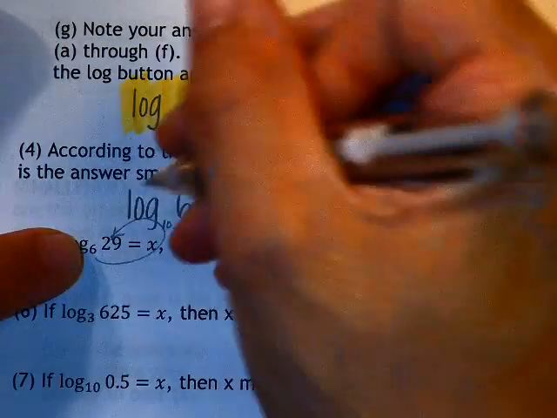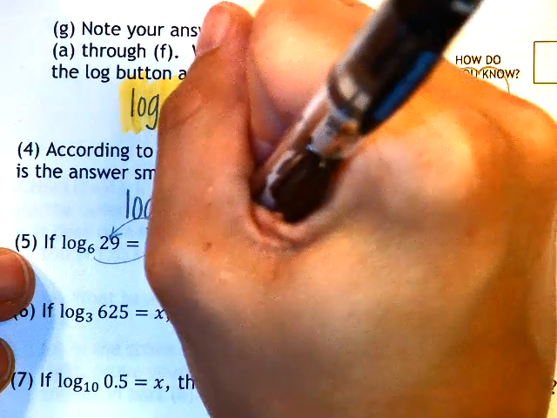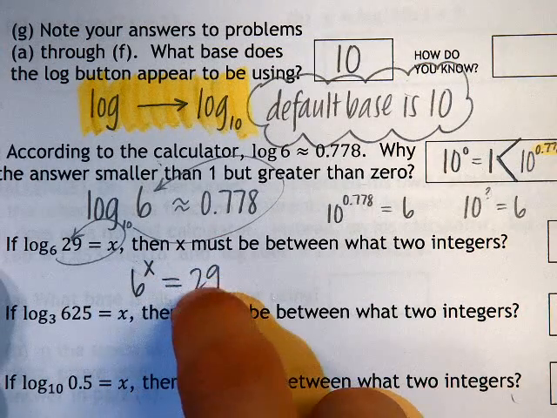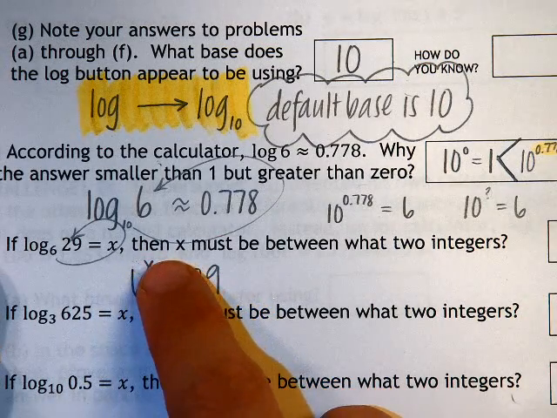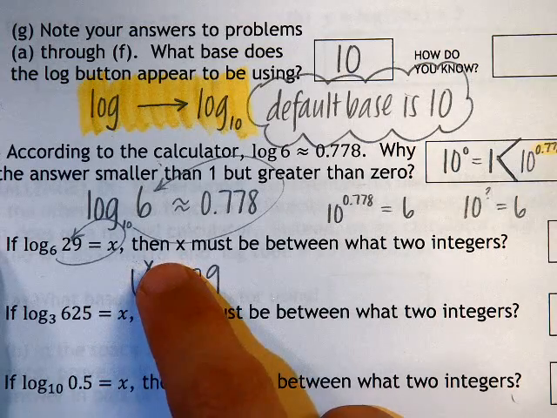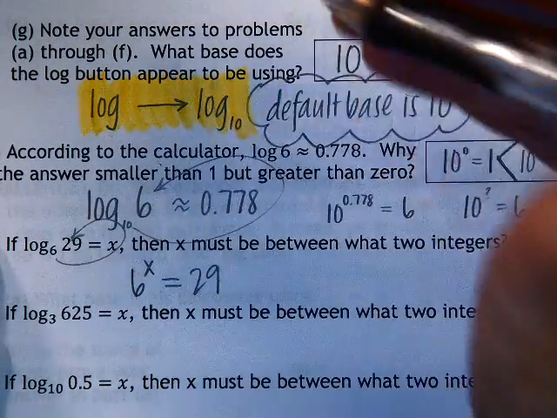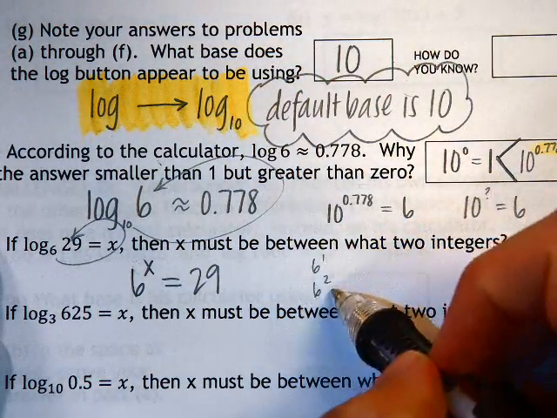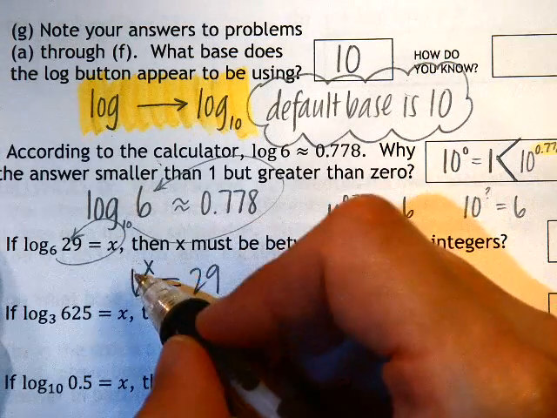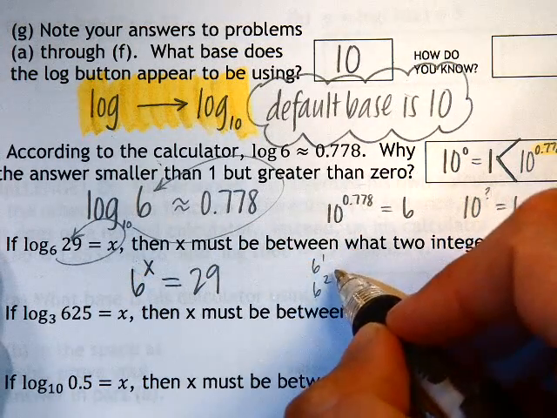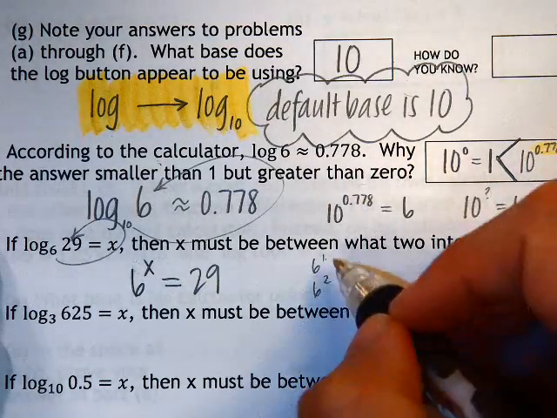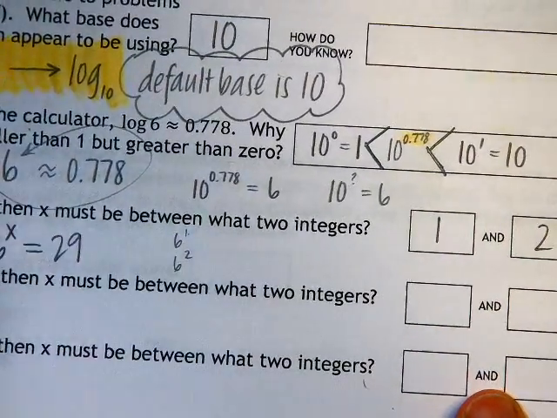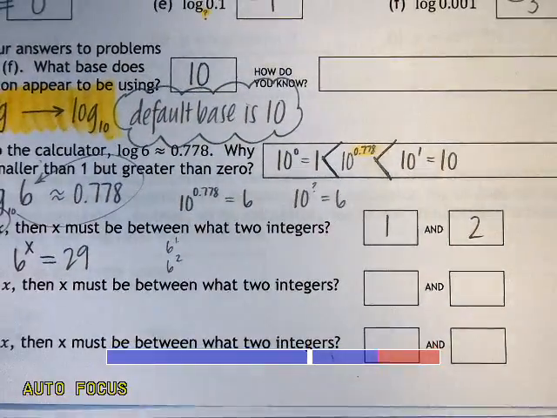Our calculator's thinking exponentially. 6 to the power of something, x, would equal 29. So we're thinking to ourselves, well, 6 to the power of what would get us close to 29? 6 to the power of 1 is 6. That's pretty small. 6 to the power of 2 is 36. Ooh, that's too big. So if 6 to the power of 1 is too small, and 6 to the power of 2 is too big, then x must be between 1 and 2. Because x is the power, we're talking about powers here, 1 is too small, 2 is too big, therefore x must be in between 1 and 2. So you can just think logically about exponents, and you don't have to reinvent the wheel. You don't have to do anything crazy.